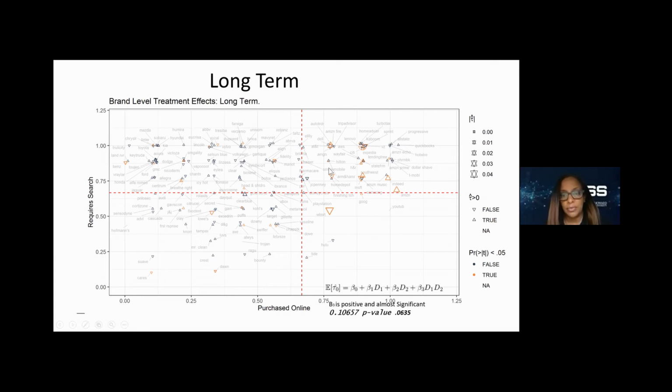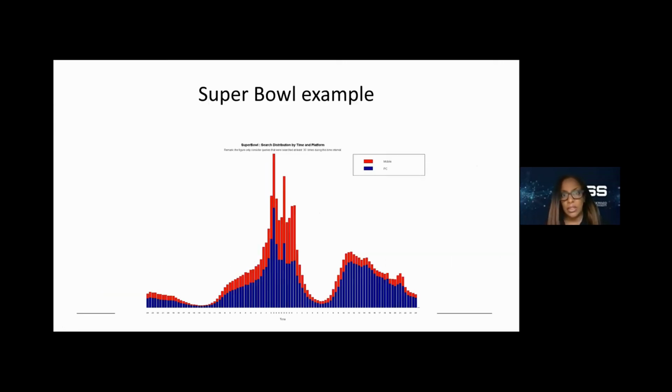We found that for brands that are more likely to be purchased online and more likely to require search, we saw more sustained and bigger search spikes for those brands in the minutes and in the long term after those ads. This is new work that we're still working on, but the goal there was to look at the long-term effect of the impact of TV ads on search.